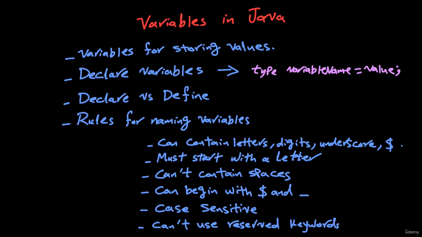For example, if you want to declare a string variable, just use the String keyword followed by the variable name and use a single equal sign to assign a collection of characters to this variable.